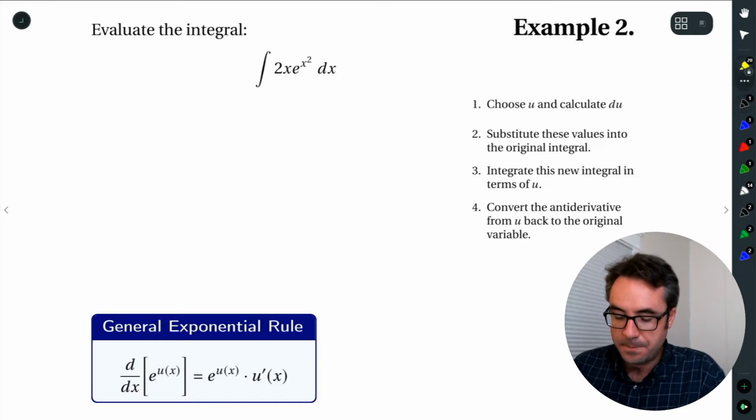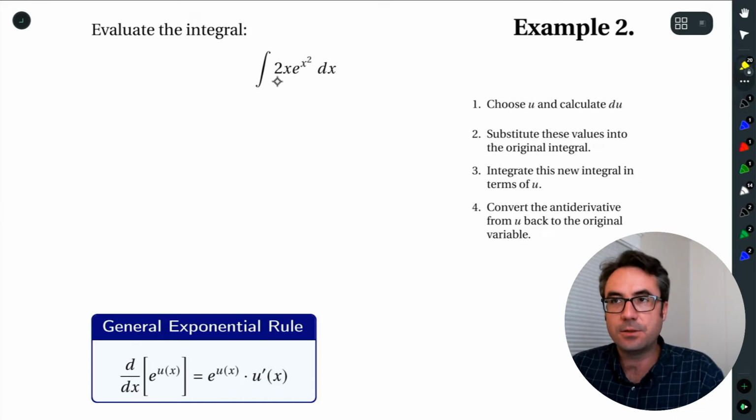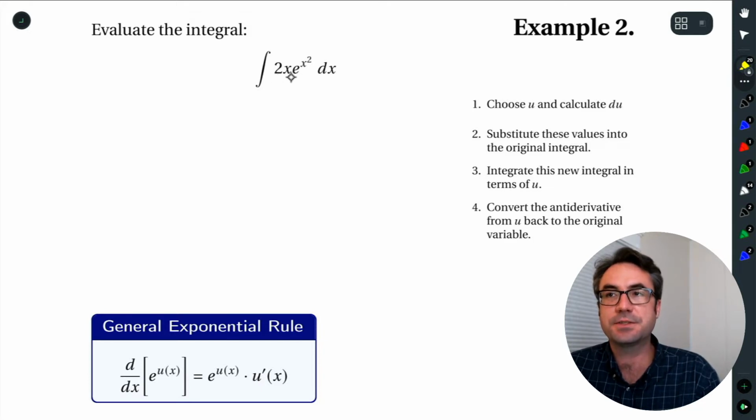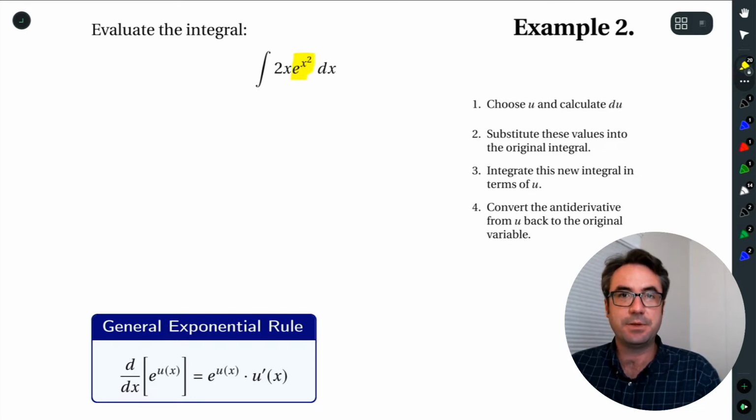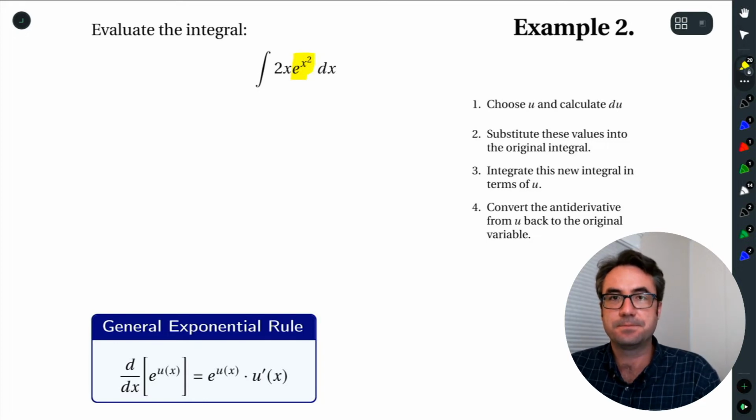So first of all, we look at the different pieces of our function. We have 2x, we have e to the x squared. And usually what happens is we want to identify the more complicated piece. So out of the different pieces here, I would say this e to the x squared is probably the more complicated piece.